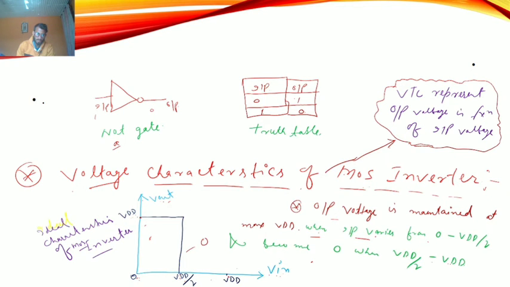So here on the x-axis the VDD is divided into two parts, half of it being VDD by 2. When the input varies between 0 and VDD by 2, the output is maintained, and when the input is between VDD by 2 and VDD, then the output becomes 0 in case of ideal characteristics of the MOS inverter. So that is all in today's lecture.